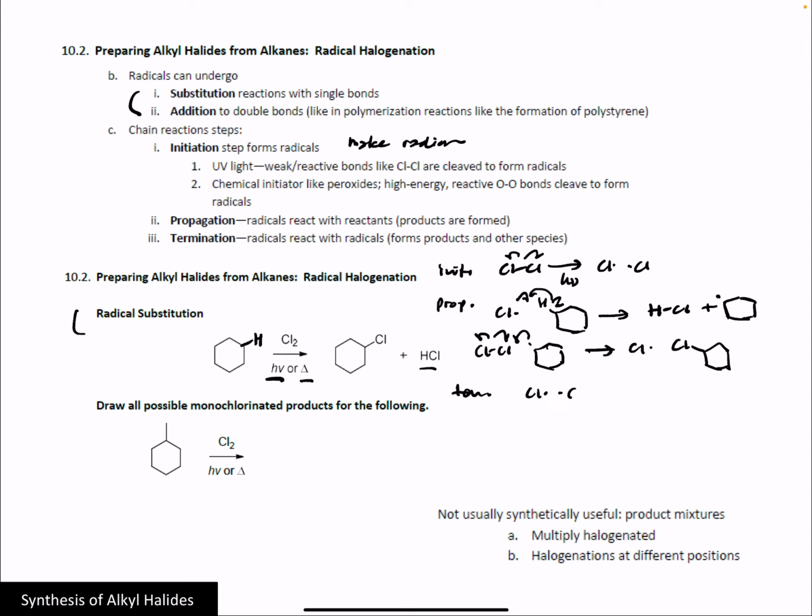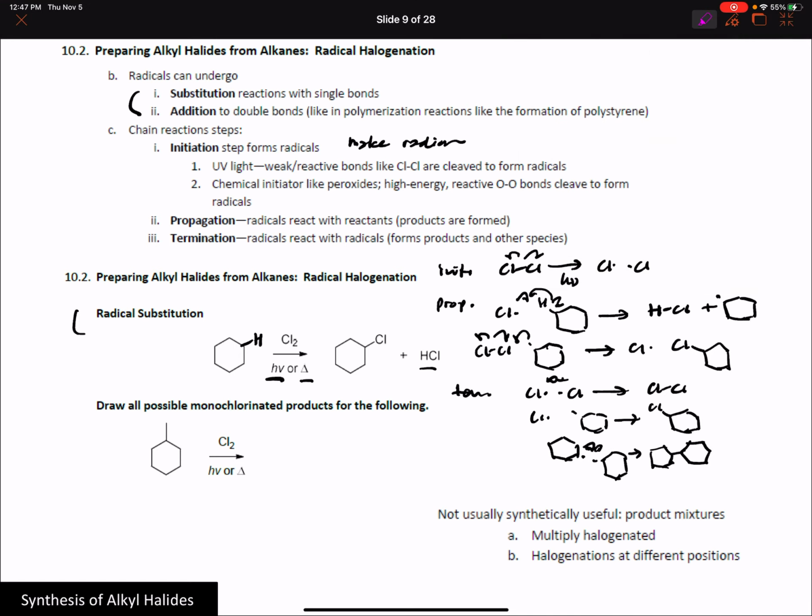I would draw Cl dot could react with Cl dot to make Cl-Cl. Cl dot could react with the alkyl radical to form one more product, or the alkyl radical could react with the alkyl radical to form this guy. All right, so 3 termination steps. And again, remember what's happening here is you are generating radicals. You're using those radicals, right? You have to have a radical in every step in propagation. And then finally, when those radicals start reacting with each other, you start losing them from that pool, and the reaction slows down and eventually stops.